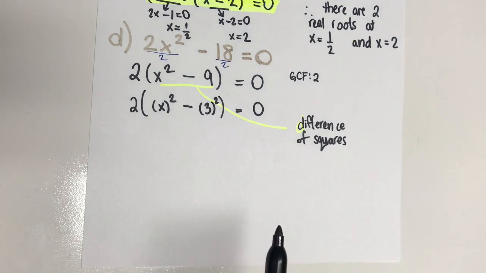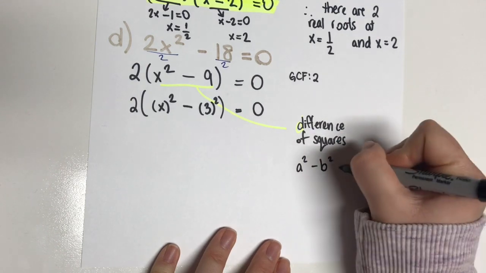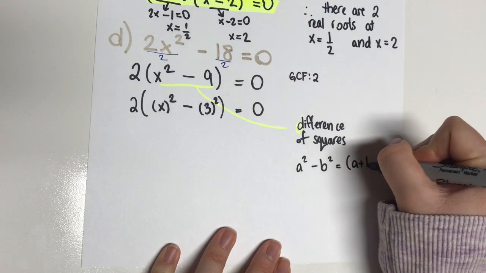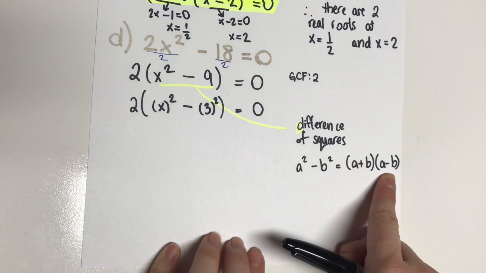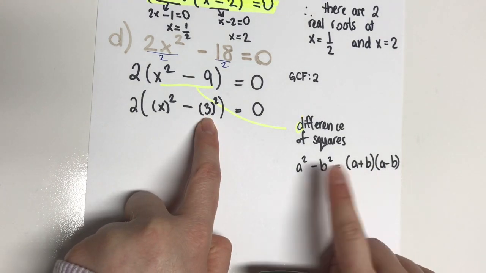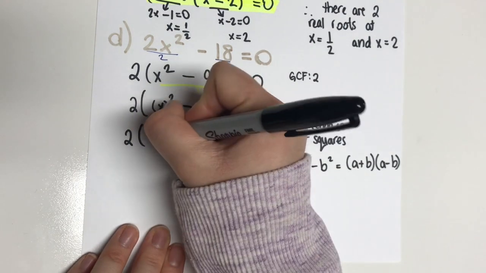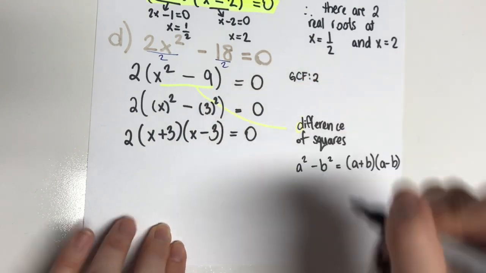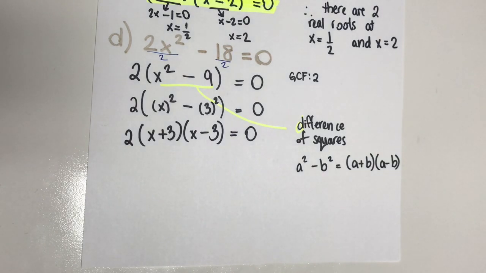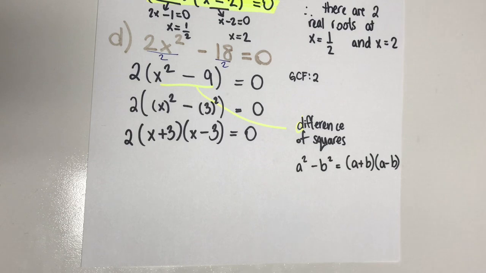Okay, and then the trick to factoring a difference of squares, if we have a squared minus b squared, factored gives us a plus b times a minus b. So I look at the bases and I add them and then I subtract them. So here the bases are x and 3. So x is my a, 3 is my b. So I'm going to say 2 times x plus 3, and then x minus 3 is equal to 0. Okay, so if that was a lot, go back to last week and review factoring difference of squares, maybe even taking a look at some of the extra practice questions.